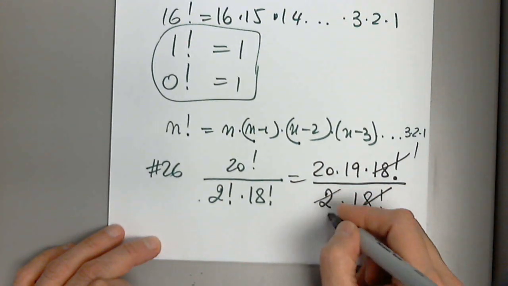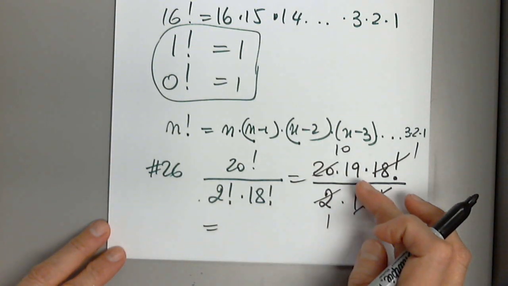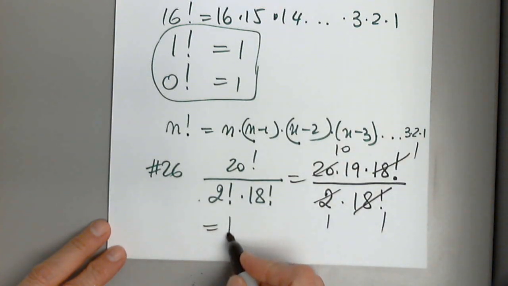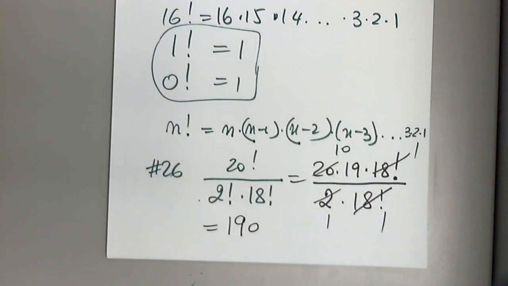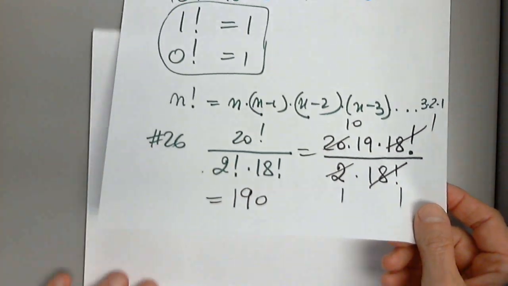And I will also simplify by 2. And the simplified form is 19 times 10. 18 factorial divided by 18 factorial is 1. Oh, the 2? 2 factorial is 2 times 1. Any questions?